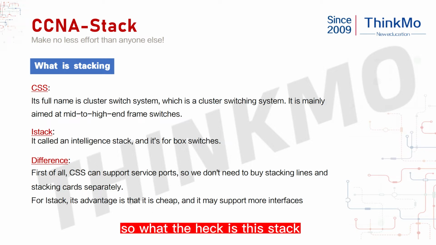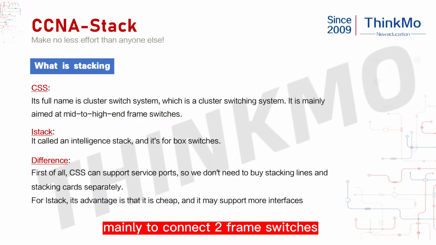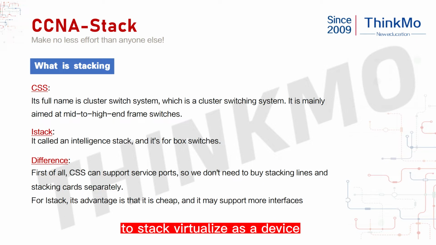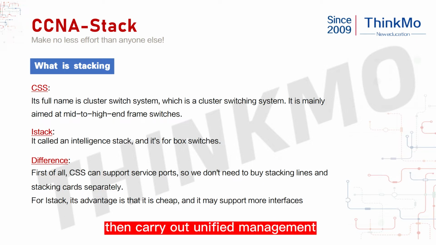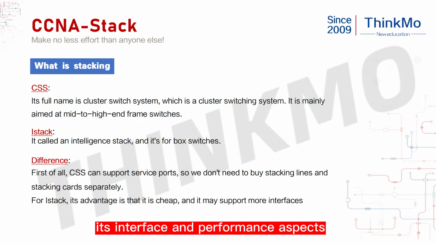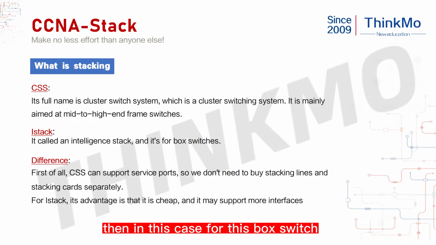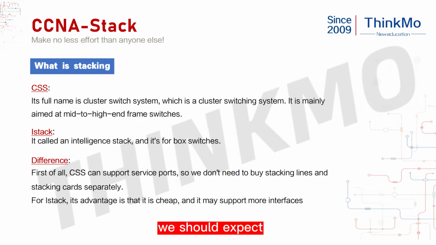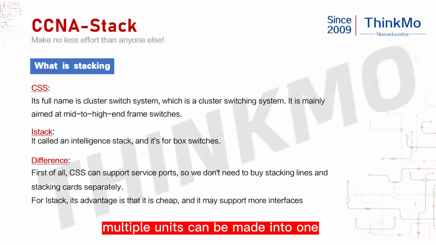So what exactly is this stack? First, CSS mainly connects two frame switches and virtualizes them as one device, then carries out unified management and some other functions. We all know that for box switches, the interface and performance aspects are probably not as good as a frame switch. So in this case, for box switches, we expect support for more units in a stack, where multiple units can be made into one. This is what we call iStack, smart stacking technology.